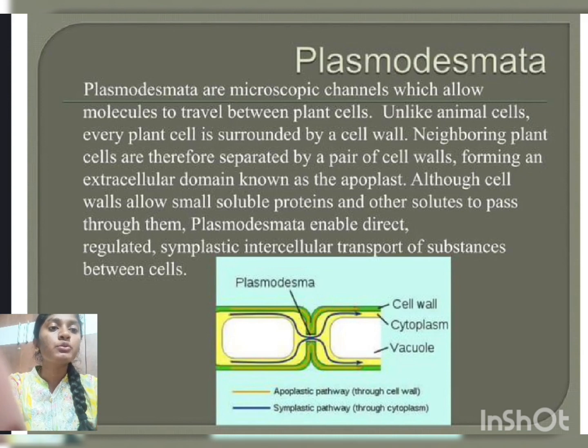Plasmodesmata are microscopic channels between plant cells and they allow molecules to travel directly between cells. Plant cell structure. Each plant cell is surrounded by a cell wall, and the cell wall allows small soluble proteins and other solutes to pass through, and the function of the plasmodesmata is that it enables direct regulated intercellular transport of substances between cells.